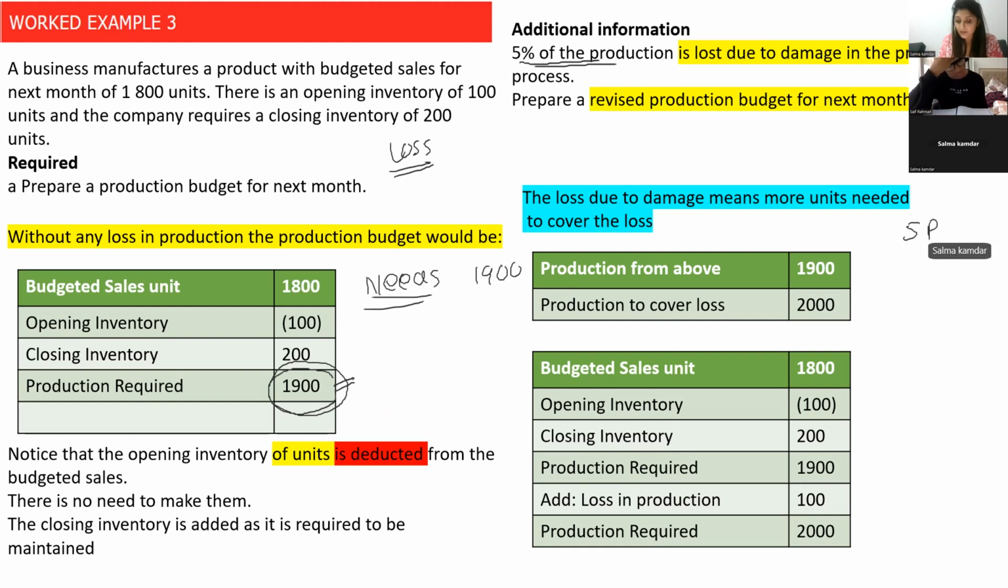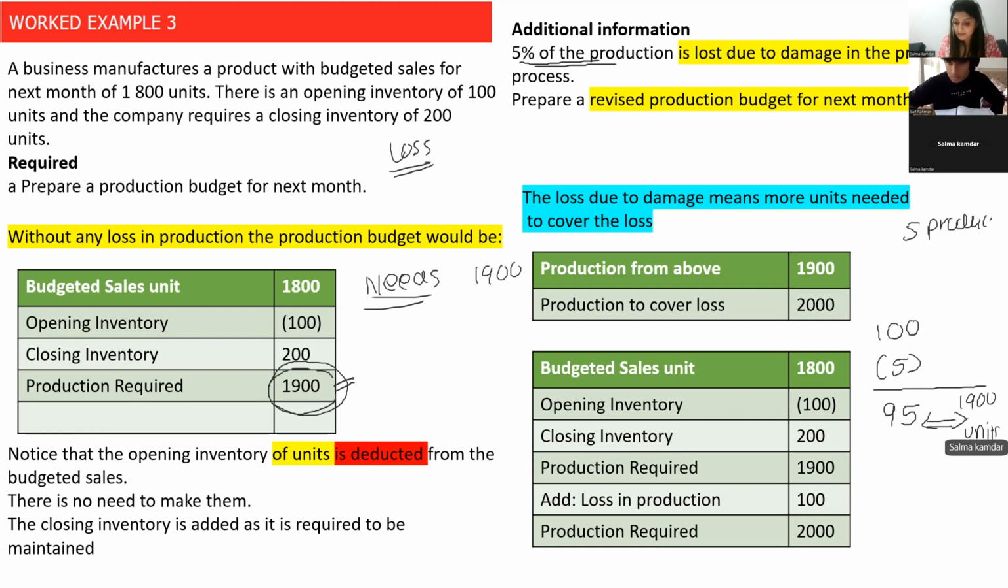Okay. Now tell me, if he has produced 100 units, if his input is 100 units, and 5% of the production will get lost, then he will get an output of 95. He wants an output of 95, which is equal to 1,900 units.